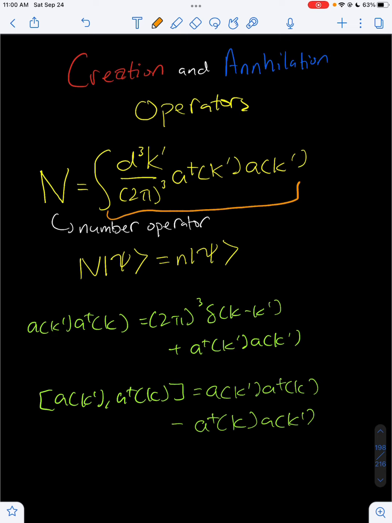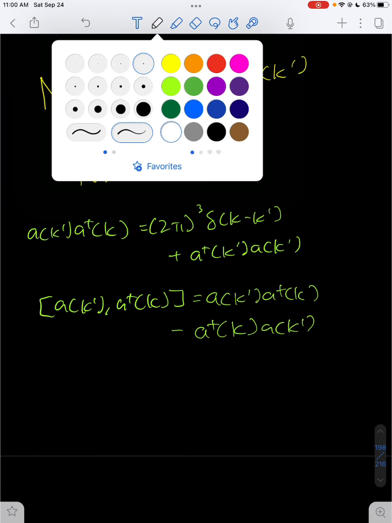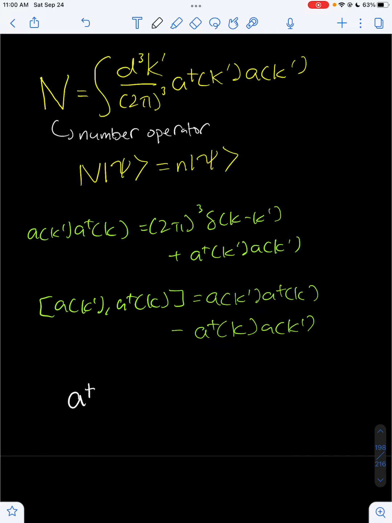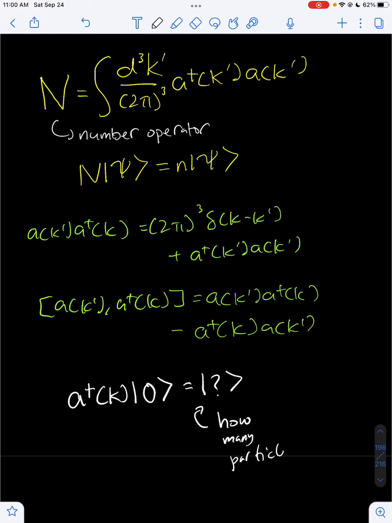So the question then becomes, if we have some A conjugate K that acts on the vacuum state, it gives us a new state. How many particles are in that new state? Well, in our last video, we already learned that this state is just a state that has momentum K. But how do we know that it's not 2 particles or 5 particles that all add up together to have momentum K? How do you actually know how many particles are in that state?